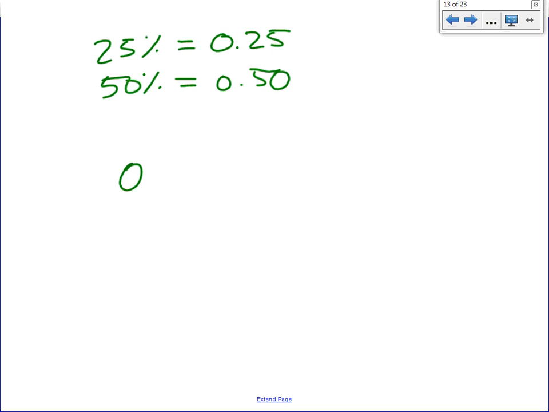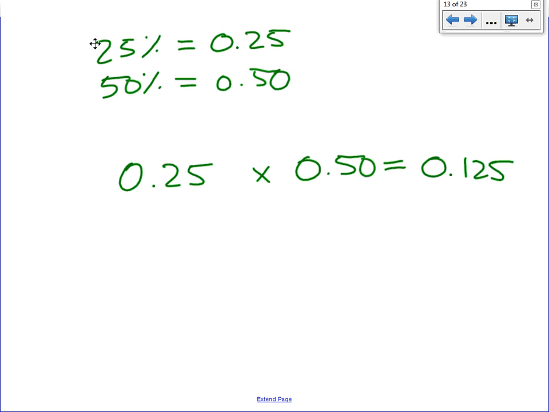You take 0.25 and multiply that by 0.50, and what we get is 0.125. Now what percentage does that equal? Well, remember, all we need to do is move our decimal point 2 places to the right, because we're turning it back into a percent, and that's equal to 12.5%.